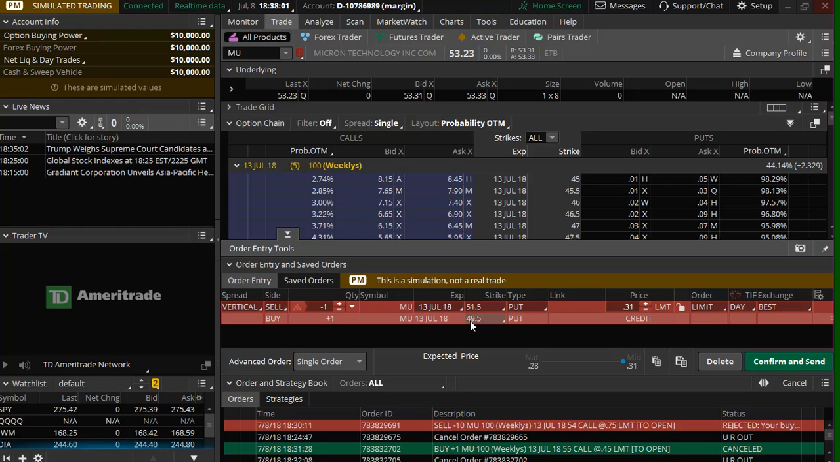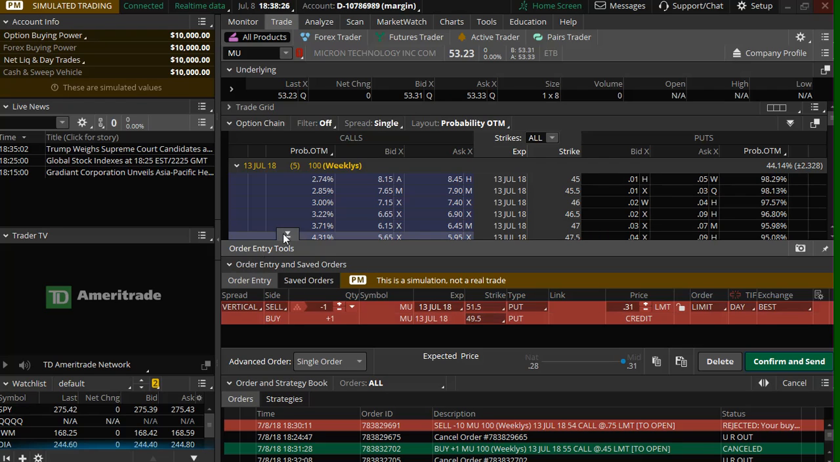Again, the key to this is you want to make sure that your short leg, in this case the -1, is the leg closest to the stock. The leg that you're buying will be further away from the stock, and that makes it be a credit because the leg closest to the stock is going to be more expensive than the leg furthest away, so the net difference will be a credit.